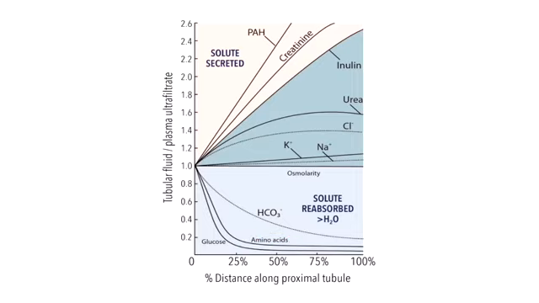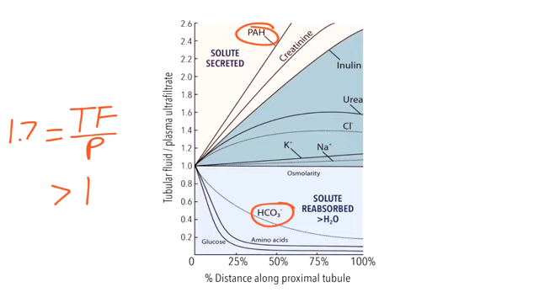Let's do one last question. Let's say you find that the patient has a tubular filtrate to plasma concentration ratio of 1.7. Would this more closely resemble bicarb down here or PAH up here? Well, if the ratio is greater than 1, that is to say there is a greater concentration in the filtrate than in the plasma, then this would more closely resemble something that is actively secreted, such as PAH. Or you could simply look at the y-axis and see that 1.7 is high on the graph, and you can see that 1.7 is clearly much closer to PAH than to bicarb.